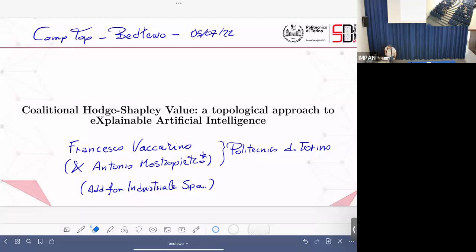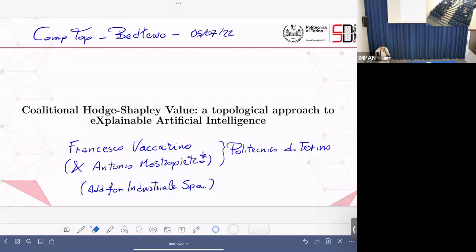So, thank you to the organizer for inviting me and for organizing this. As many people said before, I'm very happy to be here. It's the first time I'm speaking in person at a conference since 2020. So I'm very happy also for this.